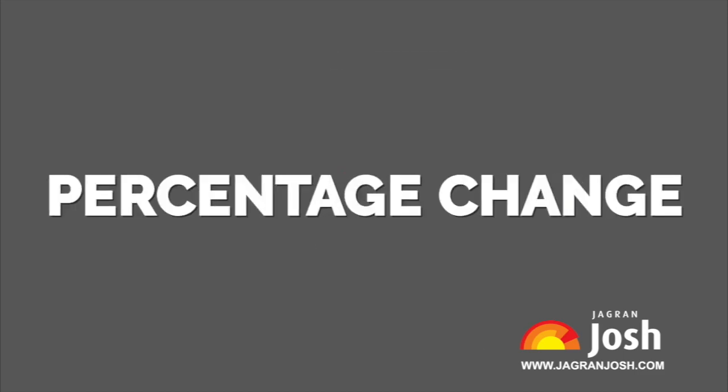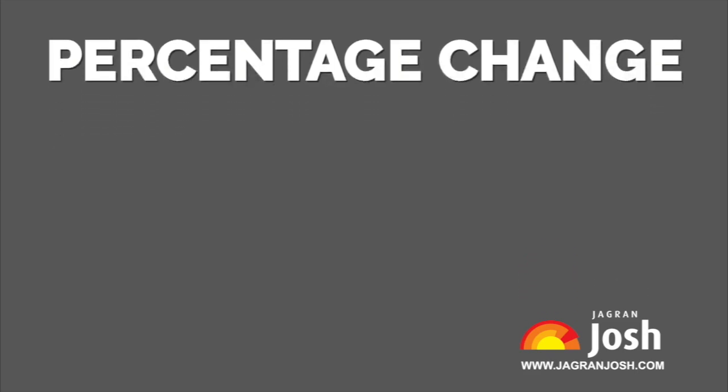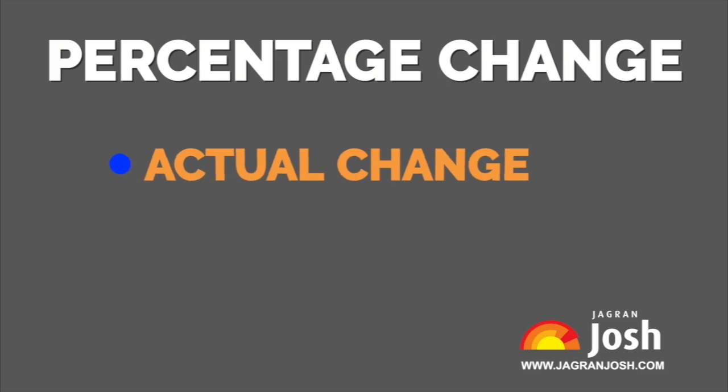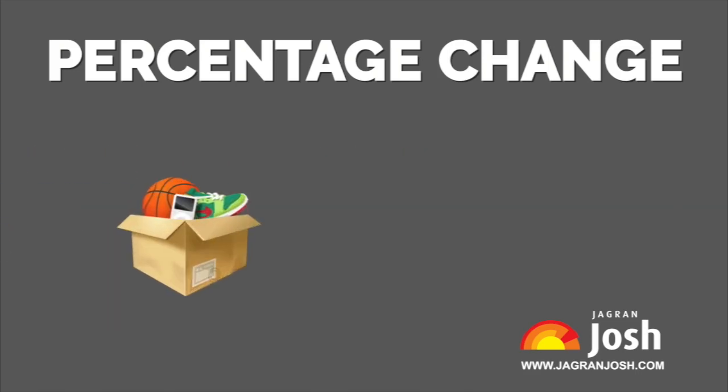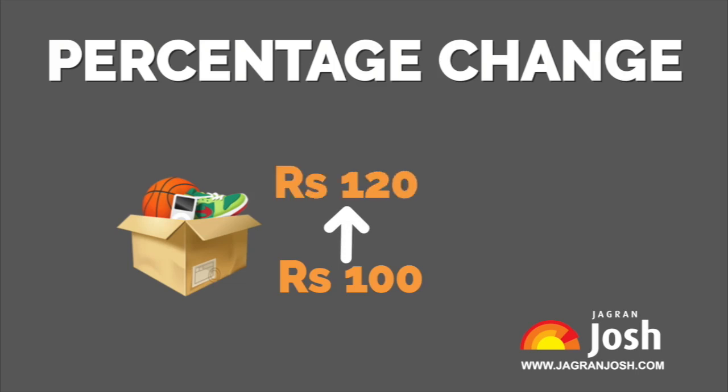Now we will look at the concept of percentage change. There are two changes when a quantity gets modified. They are actual change and percentage change. For example, when the price of a product goes up from rupees 100 to rupees 120, the actual change is rupees 20. This is given by rupees 120 minus rupees 100.